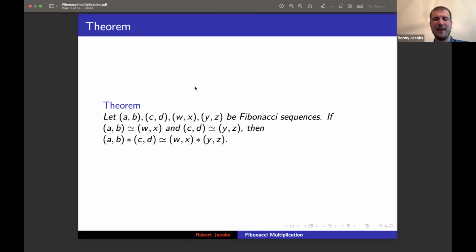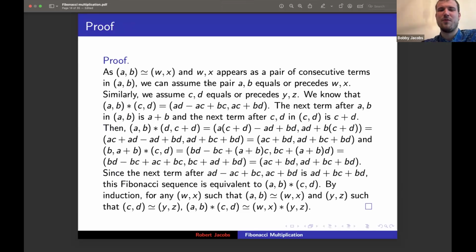And the thing is that if we let AB, CD, WX, YZ be Fibonacci sequences, if AB is equivalent to WX and CD is equivalent to YZ, then AB times CD is equivalent to WX times YZ. So this basically shows that the multiplication is well defined, okay?